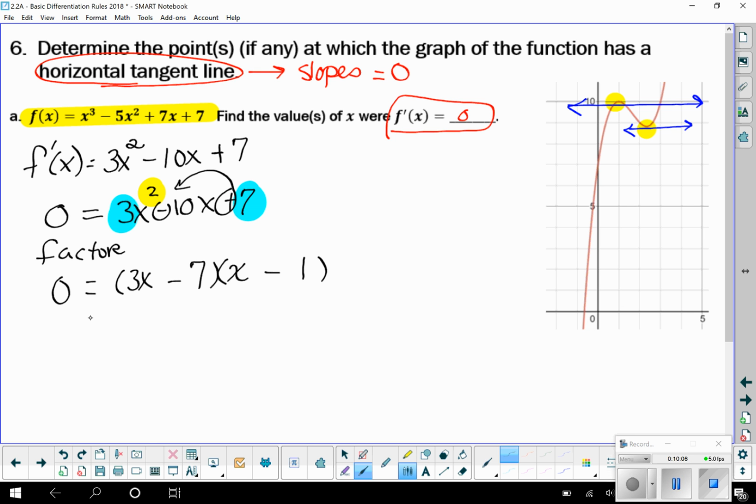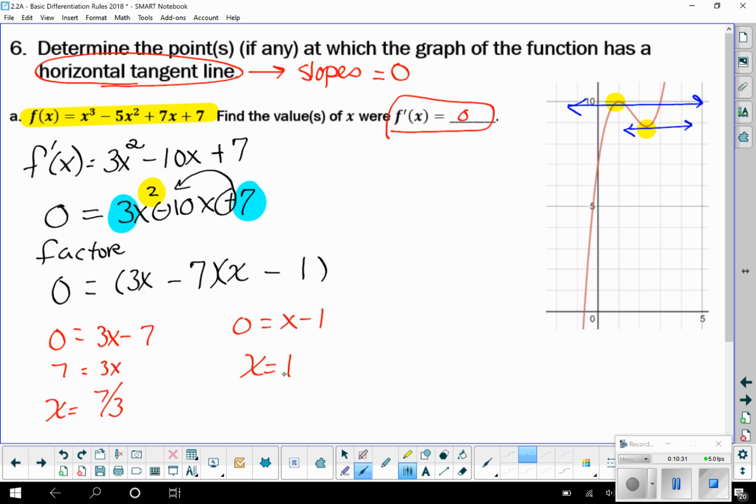All right, now let's take each individual factor and set it equal to 0. And this is where we are coming in with those two solutions. So 7 equals 3x, or x equals 7 divided by 3. Over here, add 1, and it looks like x equals 1.